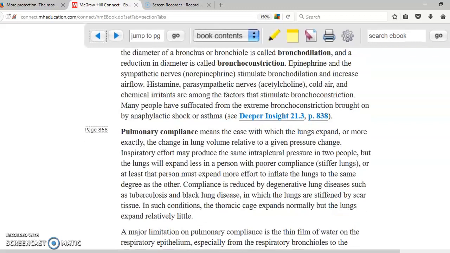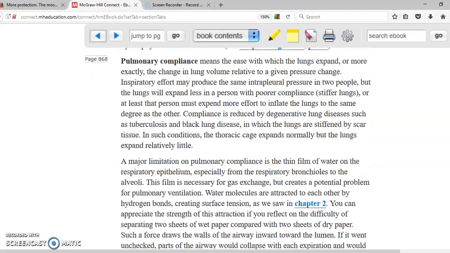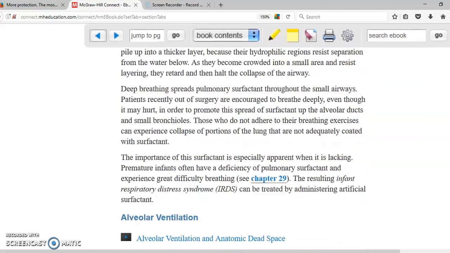Next one, pulmonary compliance. Pulmonary compliance has to do with the ability of the lung to expand. If you have a scar in the lung, for example in somebody that has tuberculosis, then the lung will not be able to expand the way it's supposed to. Therefore, you're going to have less air going into your lungs. So let's keep going down.